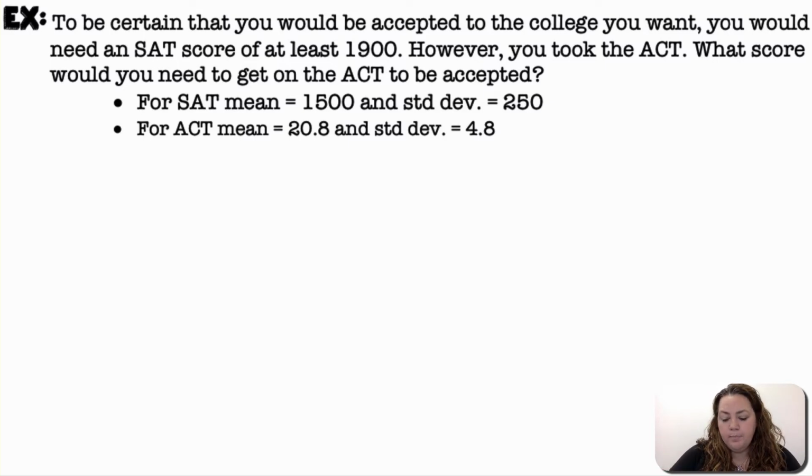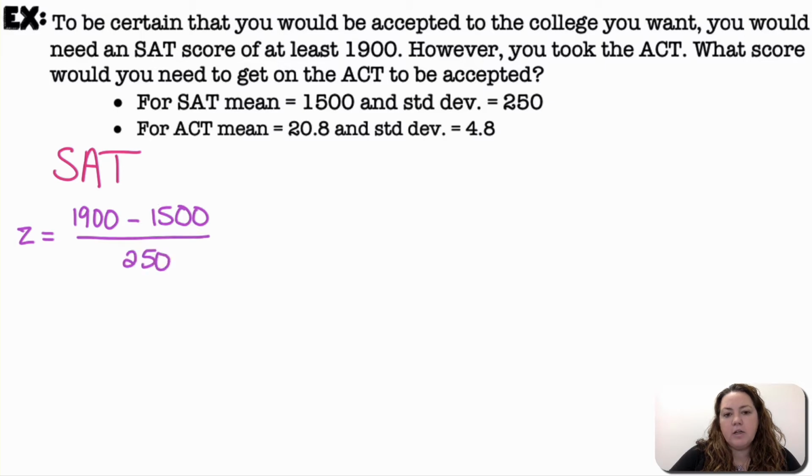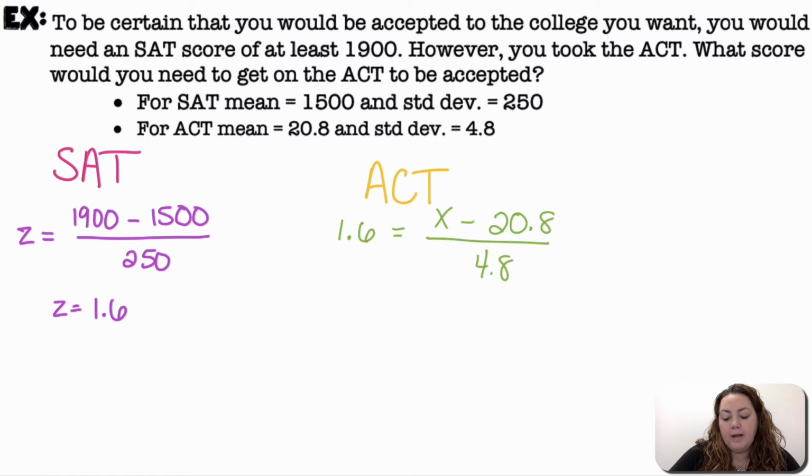For the SAT, the z-score is 1900 minus the mean 1500 divided by the standard deviation 250, which is a z-score of 1.6. That means at 1900, you're 1.6 standard deviations above the mean of 1500. For the ACT, I want to have the same z-score of 1.6. I don't know the value I need to get, but I know the mean and the standard deviation. So my x value minus my mean of 20.8 divided by my standard deviation of 4.8. I do some algebra, multiply by 4.8 on both sides, add 20.8, and I get 28.48.